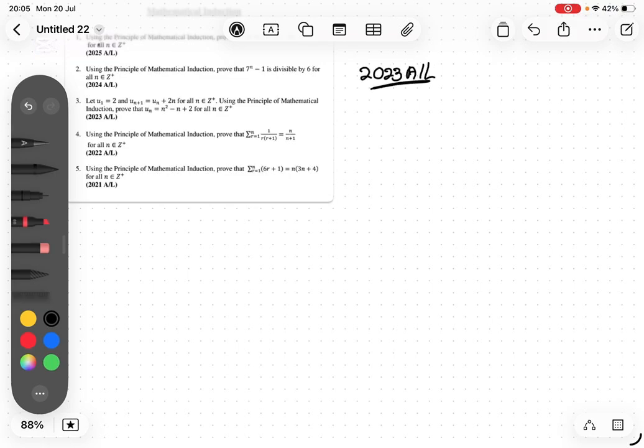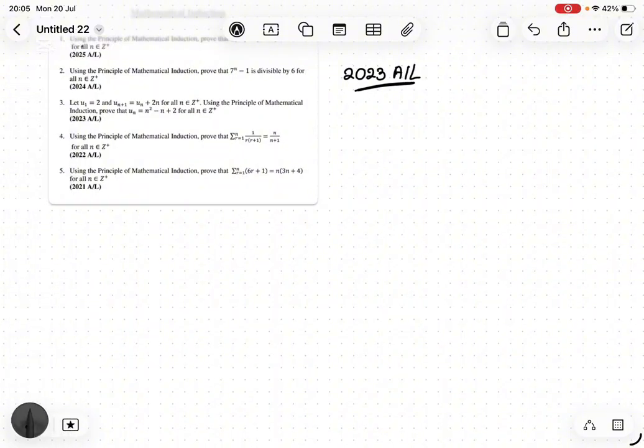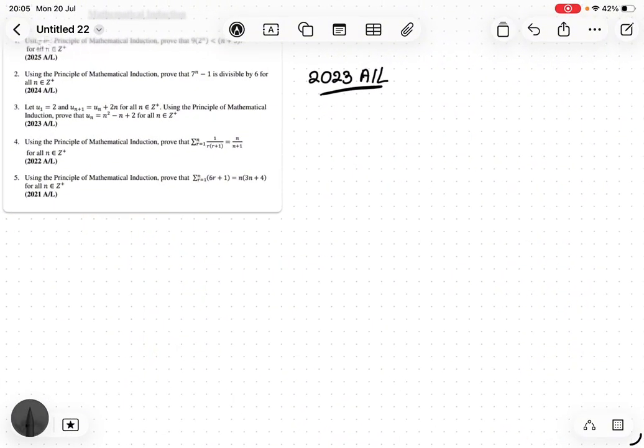Right? 2023 A level 1. Right, u1 is given as 2. u1 is equal to 2. Okay, and u(n+1) equals un plus 2n. They have given another data that u(n+1) equals un plus 2n, for all n a positive integer. Using the principle of mathematical induction, you have to prove that un is equal to n squared minus n plus 2. So you have to prove this equation.